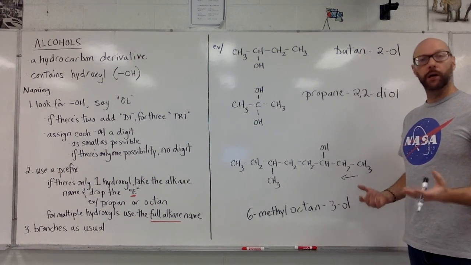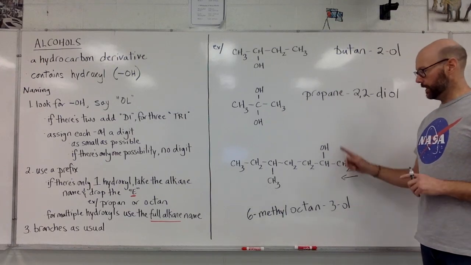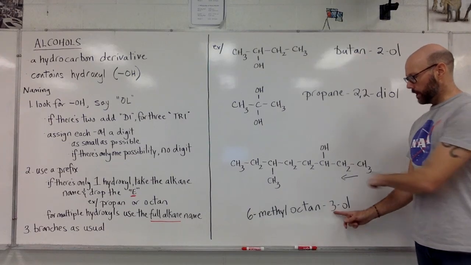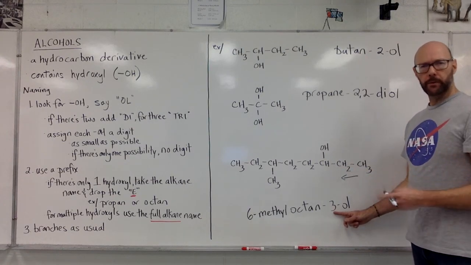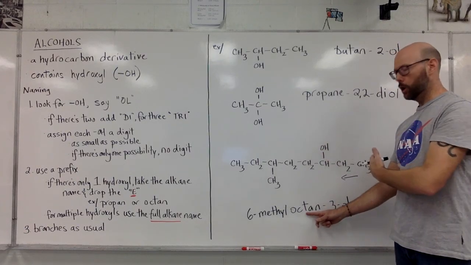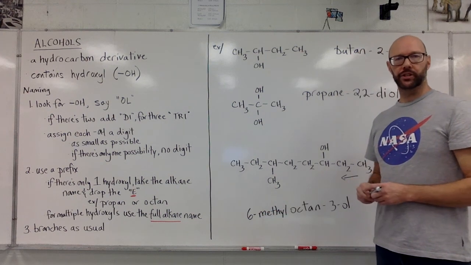Doesn't exactly roll off of the tongue, but there is a certain logic there. The -ol means there is a hydroxyl, this OH. Where is it? On carbon number 3. Carbon number 3 out of how many? Oct. 8 carbons in a row. Is there a branch? Yep, there's a methyl on carbon number 6.